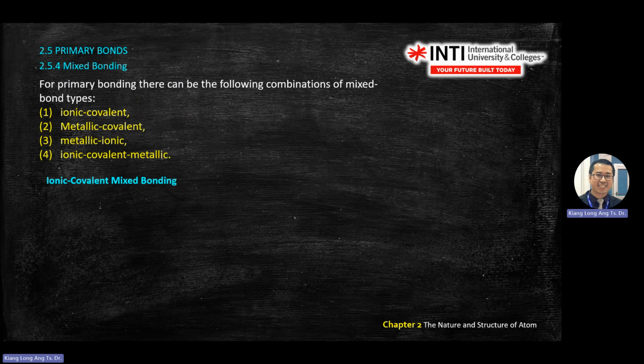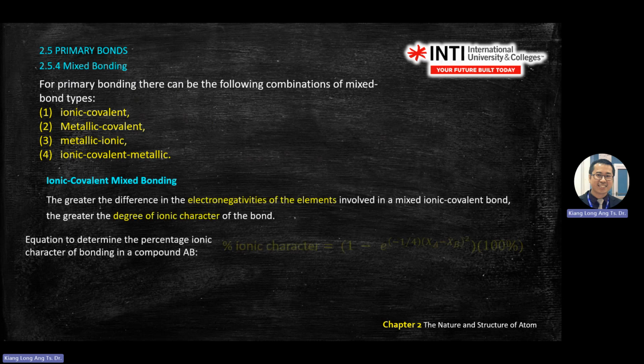There's one more, metallic. Okay, primary you have 3: ionic, covalent, and metallic. So when you see the word mixed bonding, it means you mix around between these 3 types of primary bonding. It can be ionic-covalent, metal-covalent, or metallic-ionic. Okay. The rest you read.